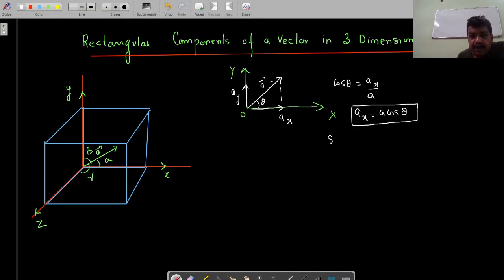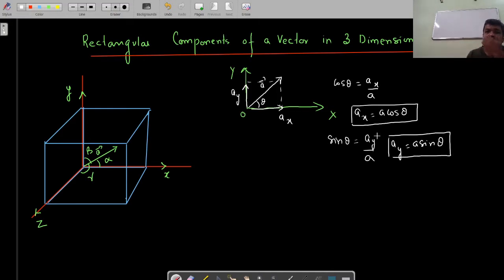Now, similarly, I can write sine theta is equal to perpendicular by hypotenuse. This side is equal to this side, so sine theta is equal to ay by a. So we have ay is equal to a sine theta. So this is the concept that we have discussed. Here the main idea is, this theta is the angle made by A with the x-axis, and we have ax equal to a cos theta.